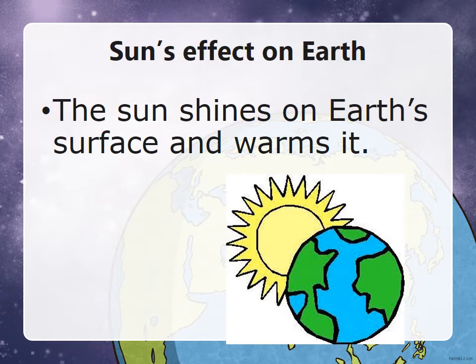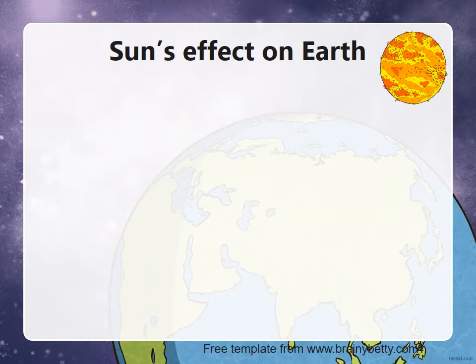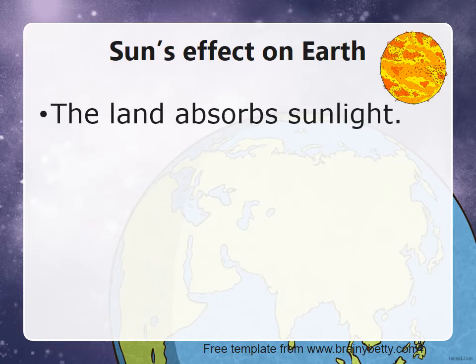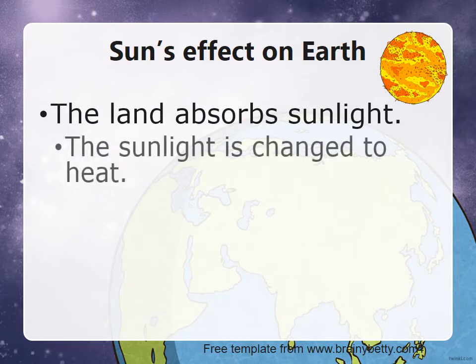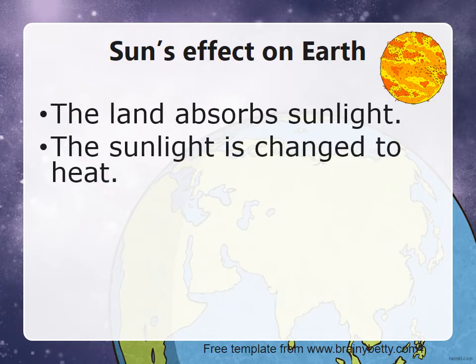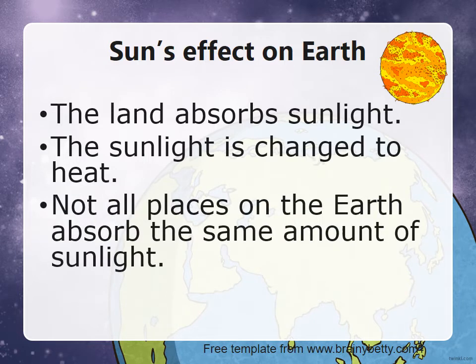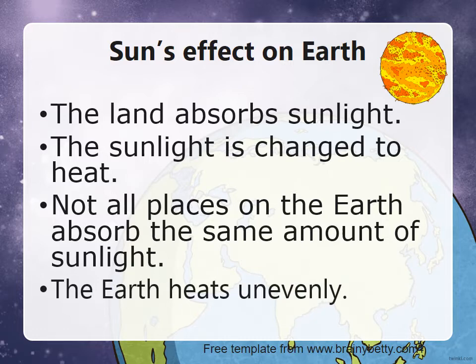Let's look at the sun's effect on Earth. The sun shines on Earth's surface and warms it up. The land absorbs sunlight. The sunlight is changed to energy. Not all places on Earth absorb the same amount of sunlight. The Earth heats unevenly.